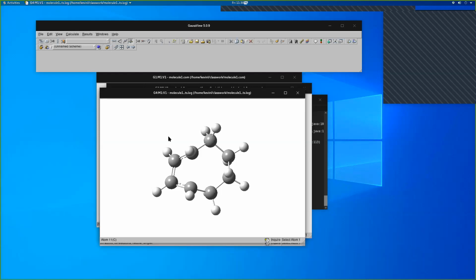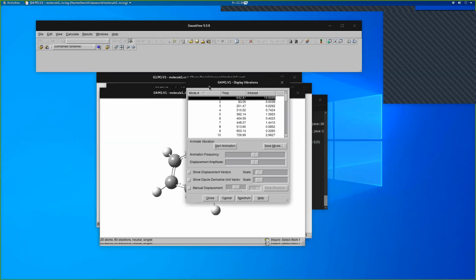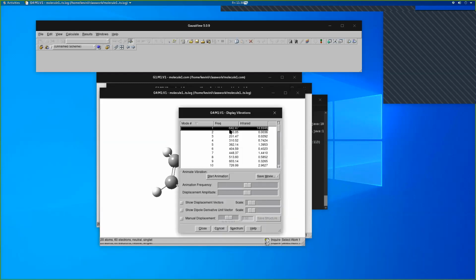Let's see what we can see. You can see that the first is written as negative 642 cm^-1. That negative really means it's not a negative, it's an imaginary number. So the frequency is imaginary. And I know that I'm at a transition state because I've got exactly one imaginary frequency.